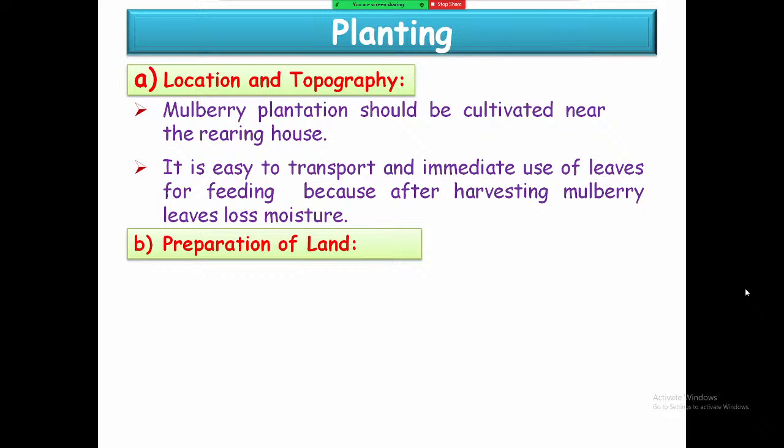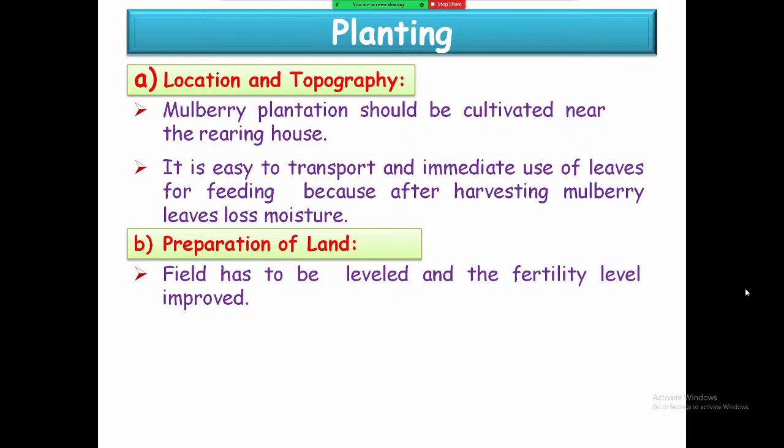preparation of the land. How to prepare the land? The field you select should be leveled and have improved fertility levels. Okay, fertility should be proper, the level should be proper. Then leveling of the land depends upon the topography.